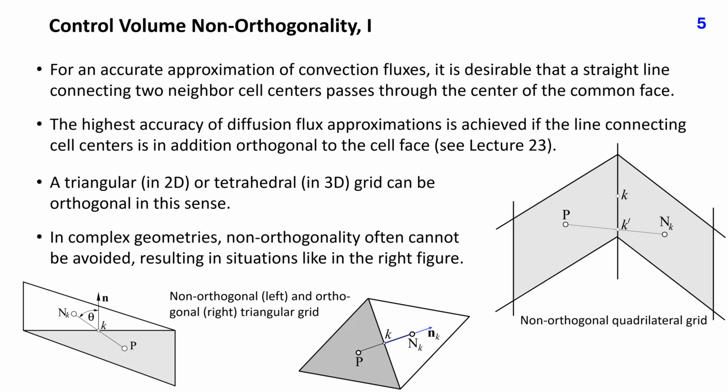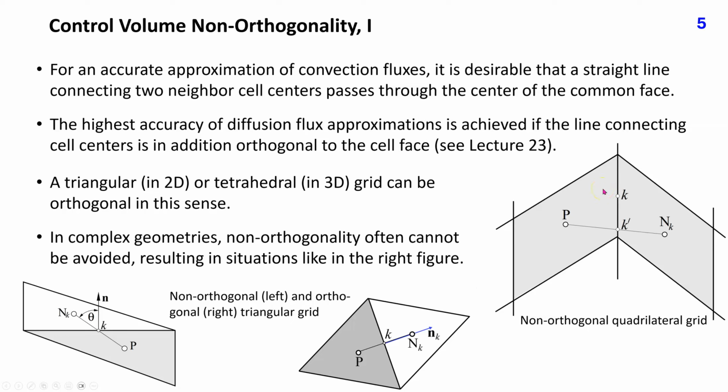A triangular in 2D or tetrahedral in 3D grid can be orthogonal in this sense. This figure shows two control volumes from two-dimensional triangular unstructured grids. One is non-orthogonal, with cell face normal making an angle theta with the line connecting cell centers on either side of it. The other is orthogonal because the line connecting cell centers on either side of the cell face is orthogonal to it. In complex geometries, non-orthogonality often cannot be avoided, resulting in situations like in this figure.